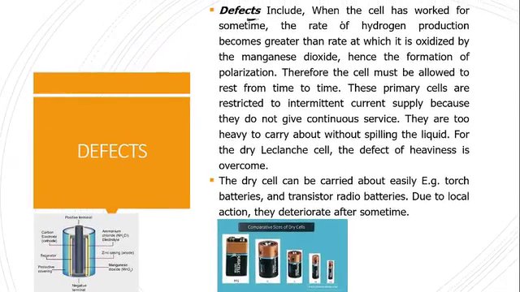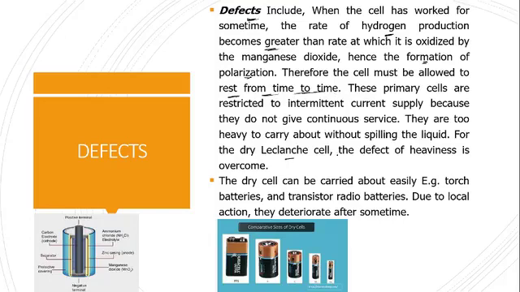Some defects of a Leclanche cell, especially after it has worked for some time, result in the rate of hydrogen production becoming greater, which could result in polarization, or the insulation of the electrode, which stops current from flowing effectively. So these primary cells need to be given rest from time to time so that they will not break down.